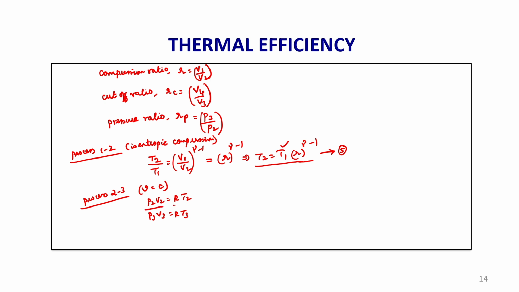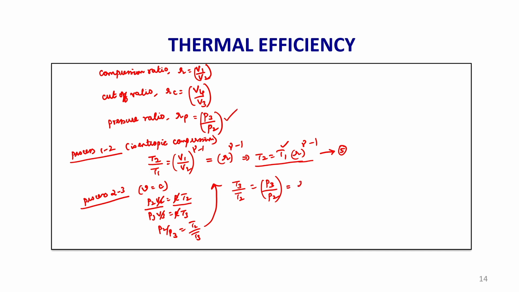Divide the first equation by the second, or the second by the first, ultimately you will get the same expression. The R term will get cancelled, and since volume is constant, the V2 term will get cancelled. So P2 by P3 is equal to T2 by T3. In other words, T3 by T2 is equal to P3 by P2, as the pressure ratio moves to the right side.